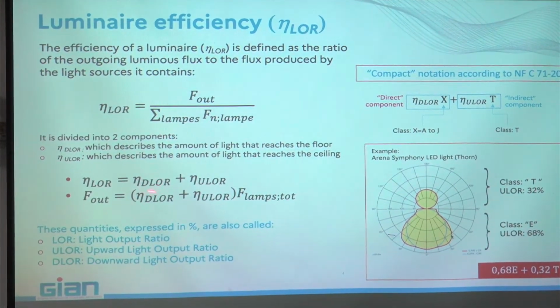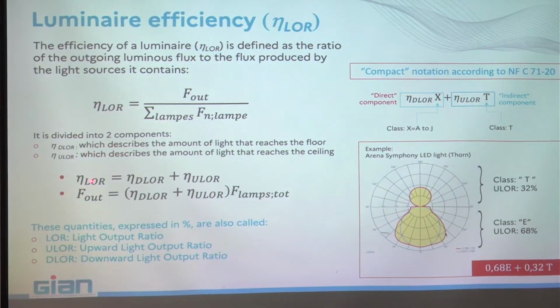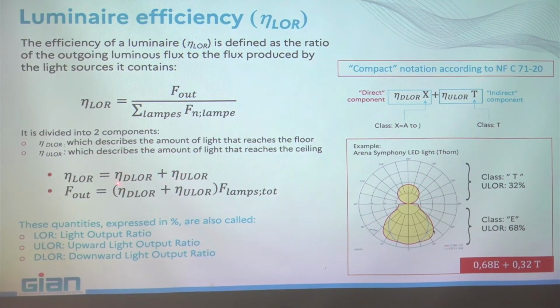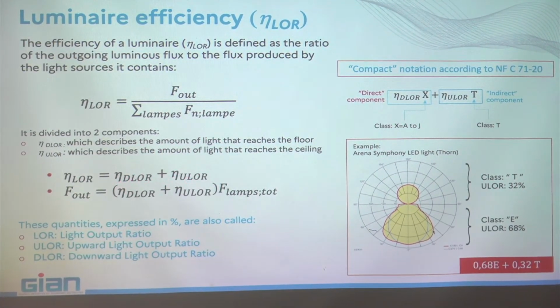Note that the sum of the two efficiencies, downward and upward, may be less than 1. Because, and this is usually the case, that means some light is trapped inside the fixture and will never come out. Okay?